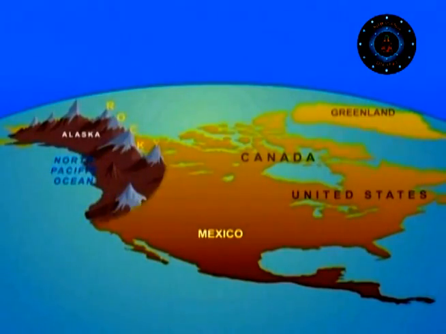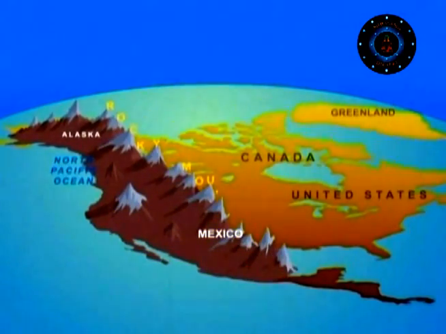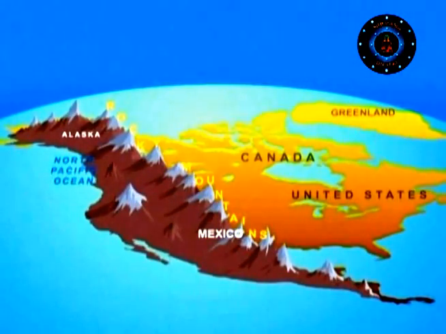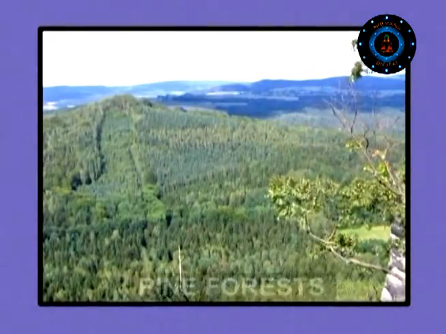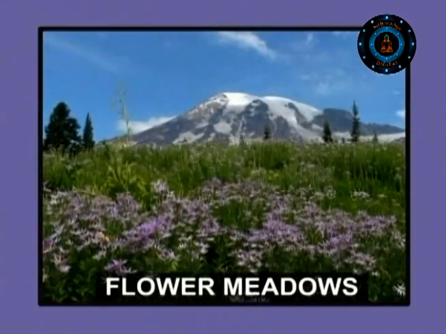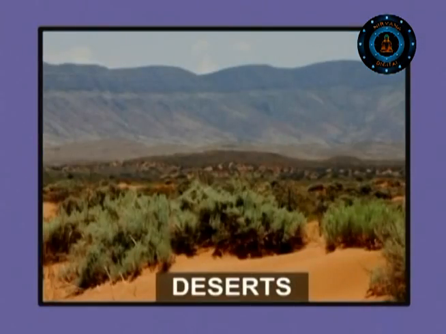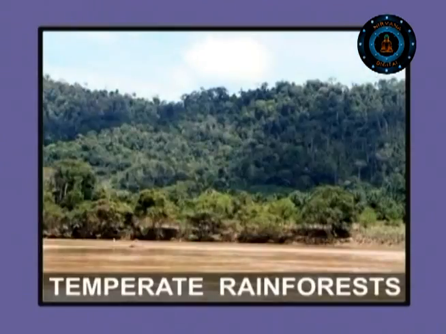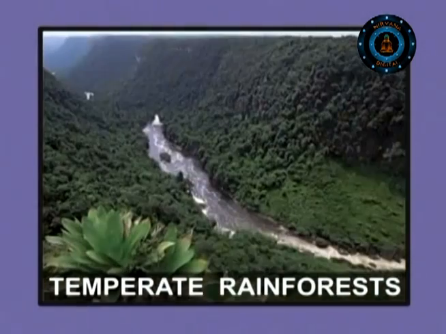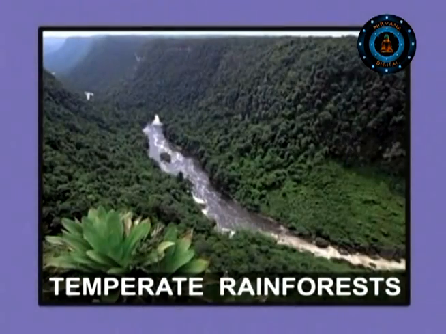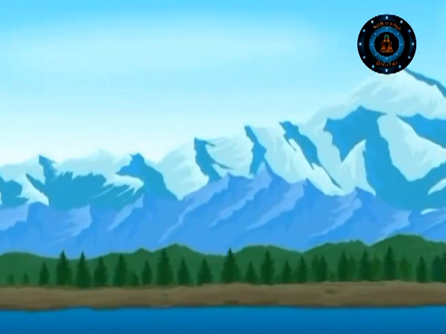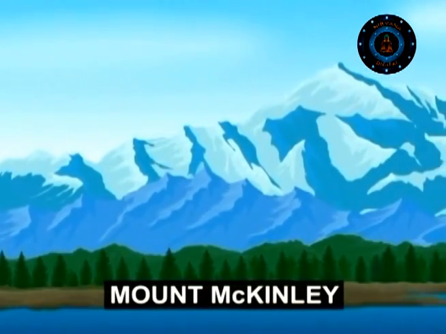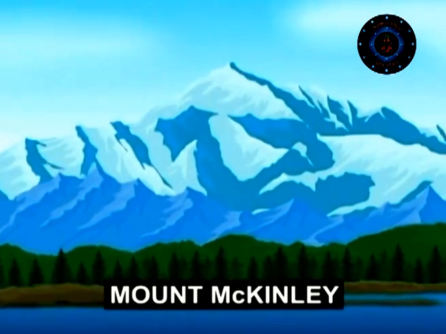The Rocky Mountains run all the way from Alaska to New Mexico, forming a vast system of mountains and highlands in western North America. The pine forests, flower meadows, deserts, glaciers and temperate rainforests are just a few diverse landscapes that exist in the Rocky Mountain range. Mount McKinley is the tallest mountain in this range.